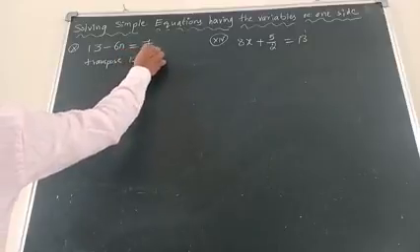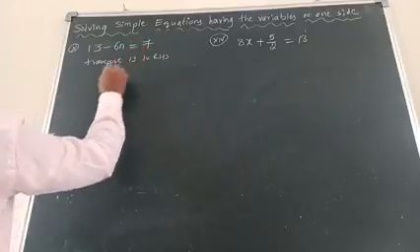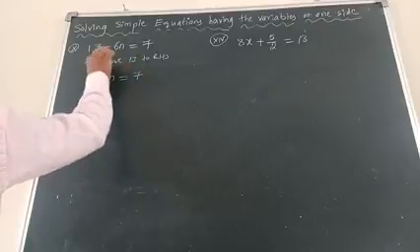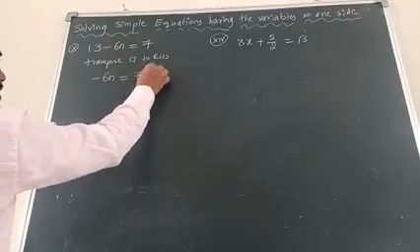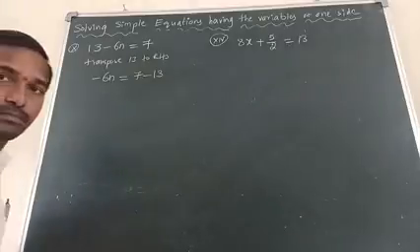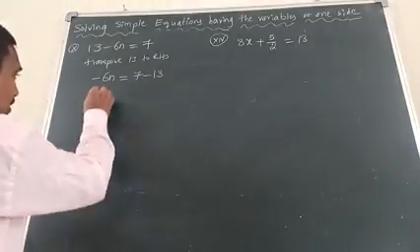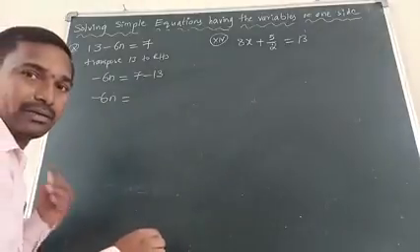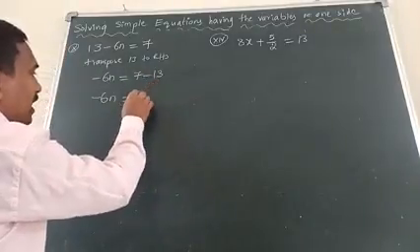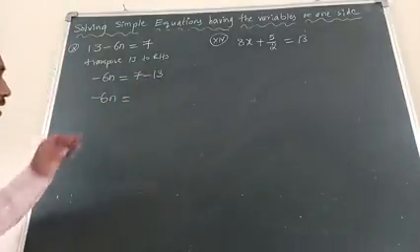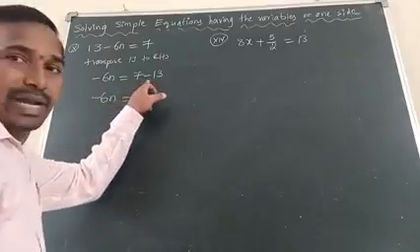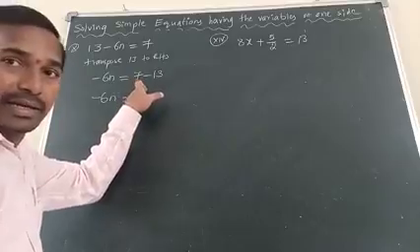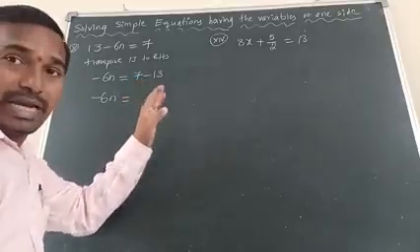Transpose 13 to RHS. So that is minus 6n equal to 7, and 13 transposes to the RHS as minus 13. Okay, so now minus 6n equal to 7 minus 13. What is the value of 7 minus 13? Here we are subtracting a bigger number from a smaller number, so we get minus.